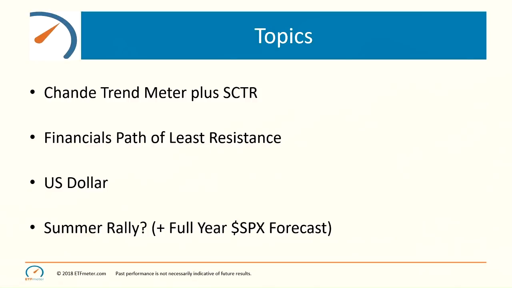And then he had a question on financials. And so we'll talk about the path of least resistance for financials as a group, and particularly banks, because their earnings are coming up this weekend on Friday. A brief look at the US dollar. And then I'll touch on, are we going to have a summer rally, and with all the news headlines, that's certainly a bit of a challenge.